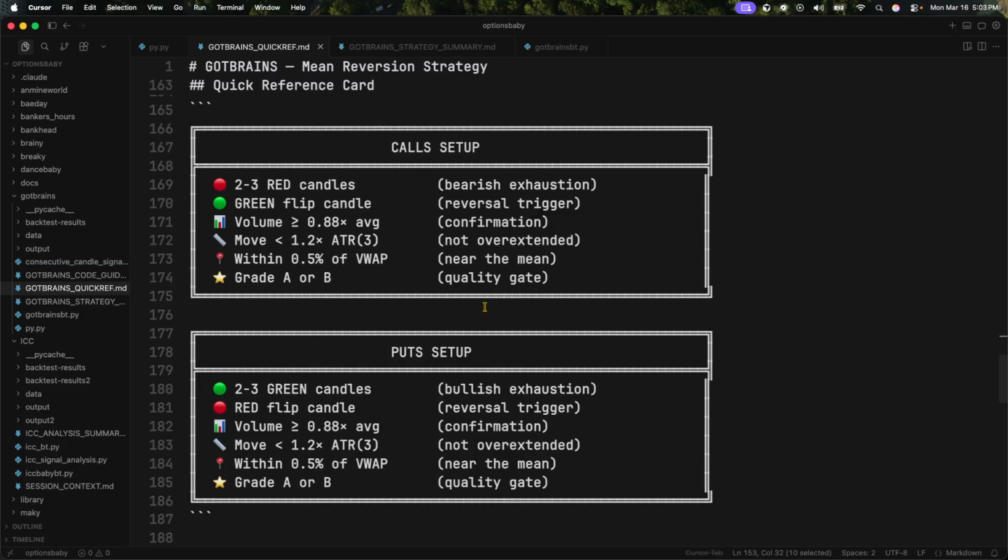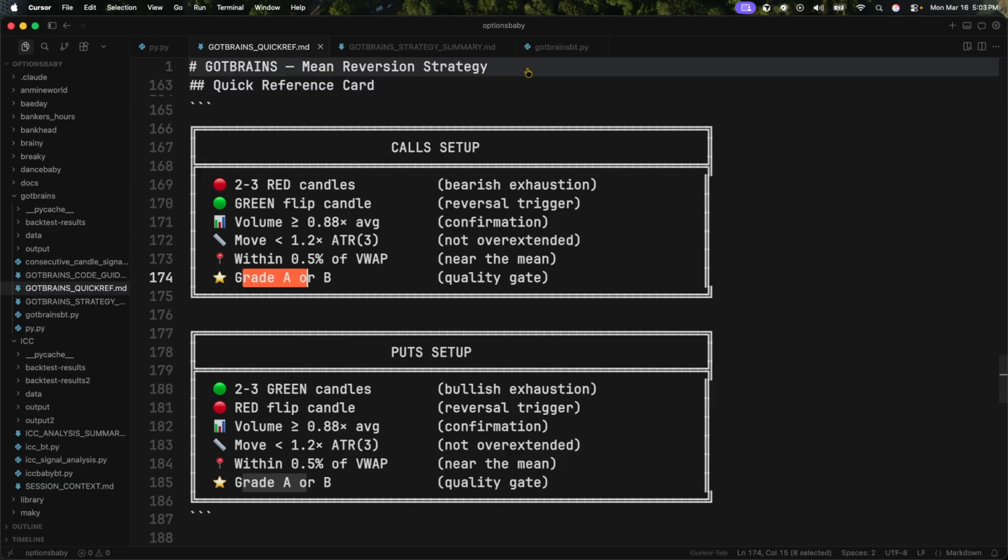So this is how our setup is going to go. If we have 2 to 3 red candles in a row, we have a bearish exhaustion. And then we're going to see that green flip. So we have our reversal trigger. And then we want to make sure that there's participation, right? Once we have the participation, we're going to be like, all right, that confirms our move. Then we want to make sure that the move is not over exhausted, that there's still enough room for that thing to run. And then we also want to make sure that it's within or near the mean, right? So the grade gates, we only trade grade A and B signals.